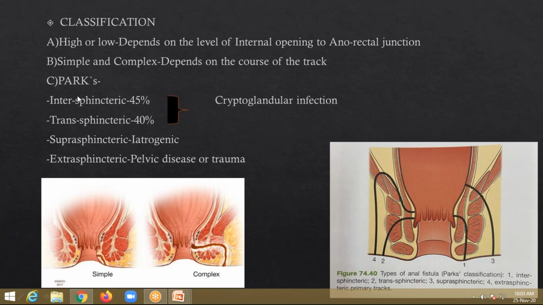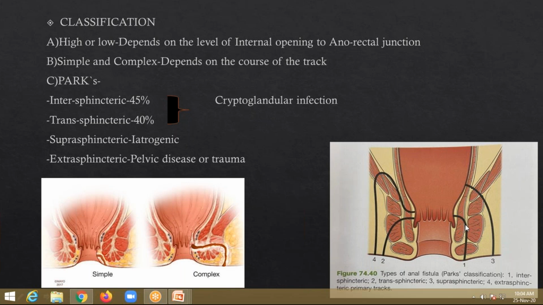Why? See how a fistula is formed. I have told you the cryptoglandular theory. See here in the right-hand lower side of the figure, in the intersphincteric space there will be anal glands. What happens? There will be a fistula. See, this is the internal opening, this is the external opening.